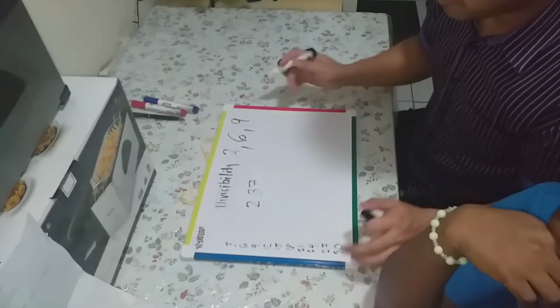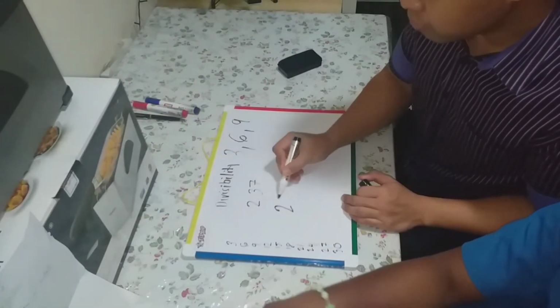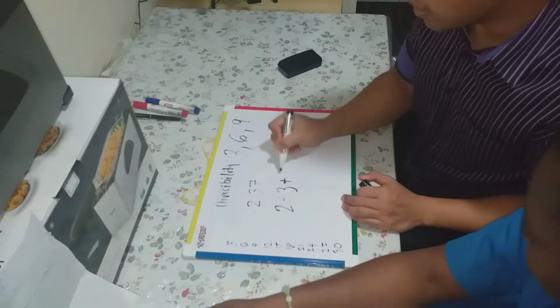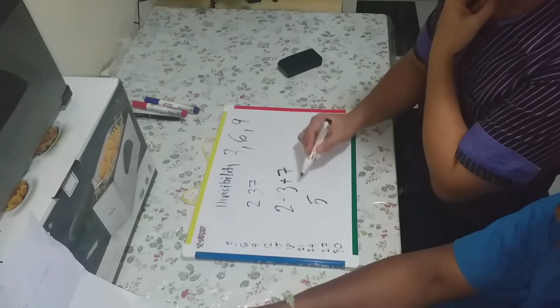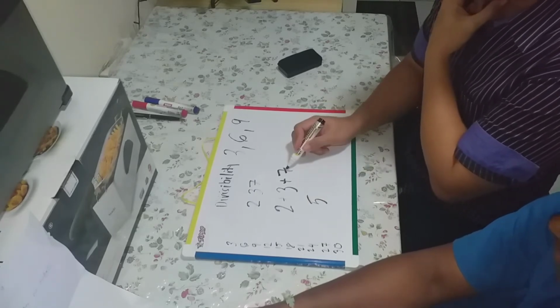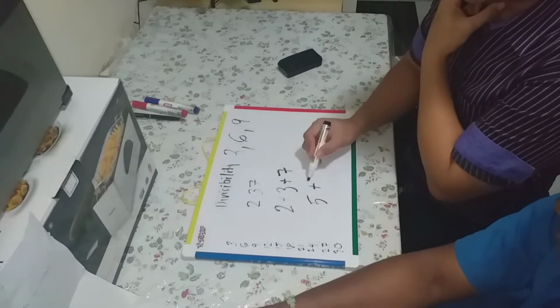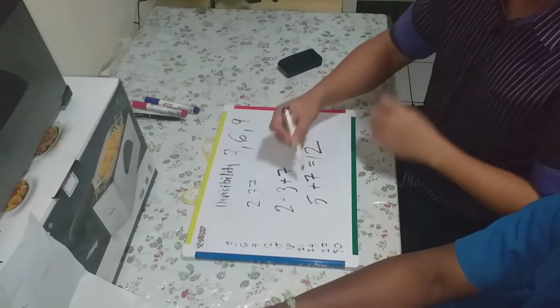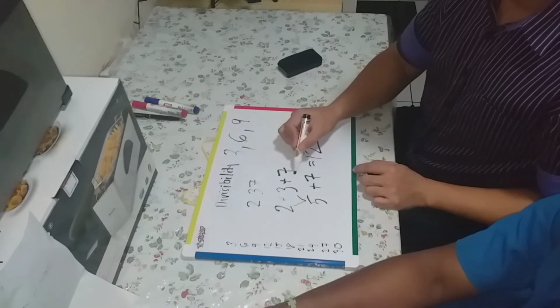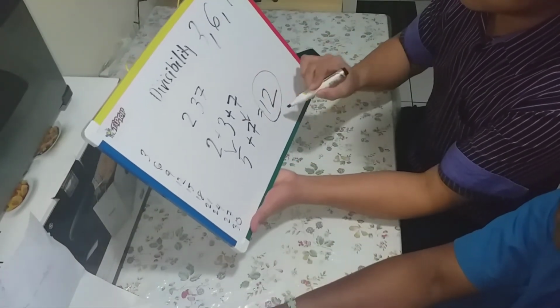Okay, let's check. 2 plus 3 plus 7. 2 plus 3 is 5. 5 plus 7 is 12. So, 12 is divisible by 3.